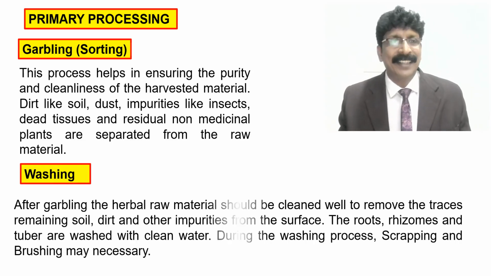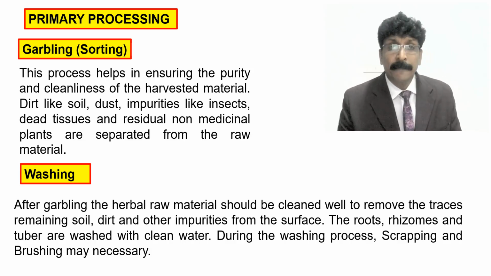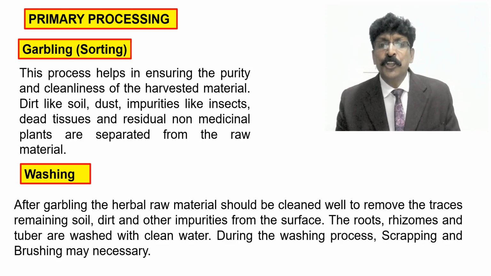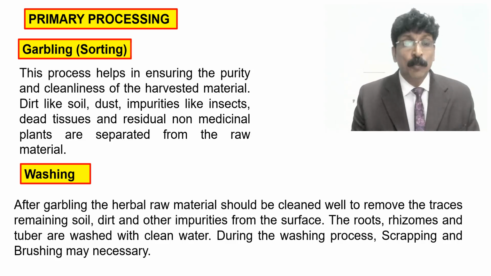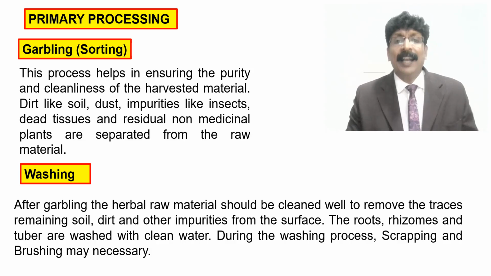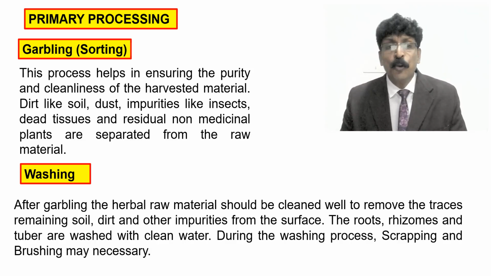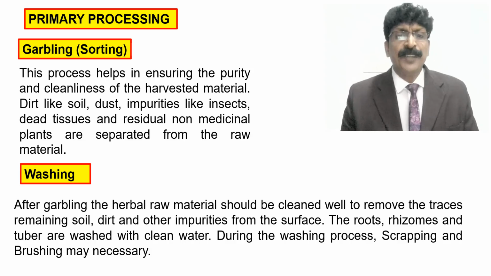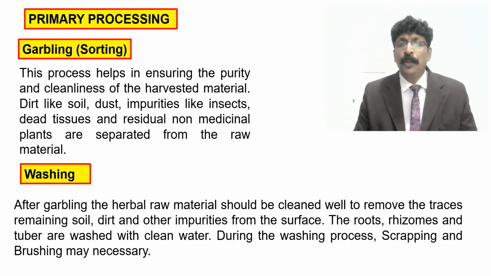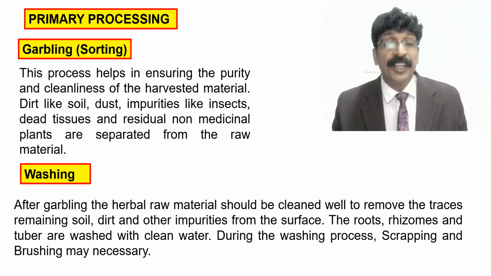Washing. Here, after garbling, the herb or herbal raw material should be cleaned well to remove the traces, removing soil, dirt, and other impurities from the surface. The roots, rhizome, and tuber are washed with clean water. During the washing process, scraping and brushing may be necessary.